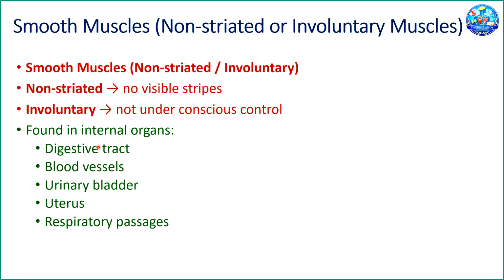And these muscles are found in various internal organs that include the digestive tract, along the blood vessel walls, the urinary bladder, uterus, as well as respiratory passages.